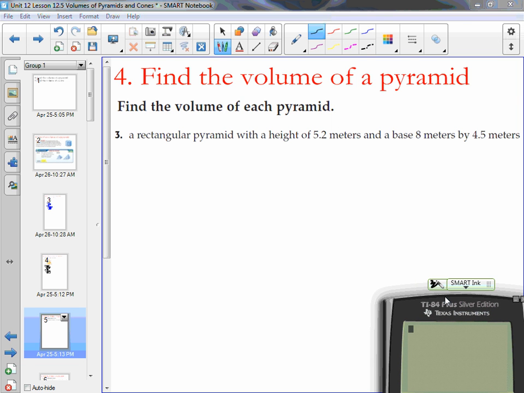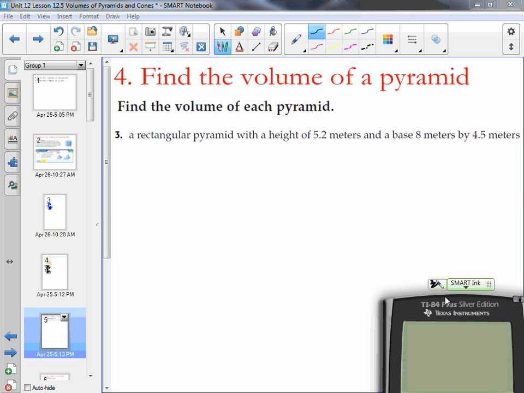Find the volume of a rectangular pyramid. When they call a pyramid a name like that, they're telling you what the base is. A rectangular pyramid has a base that's a rectangle. A triangular pyramid would have a base that's a triangle. Okay? So the base is a rectangle. This pyramid has a height of 5.2 meters and a base that's 8 meters by 4.5 meters.